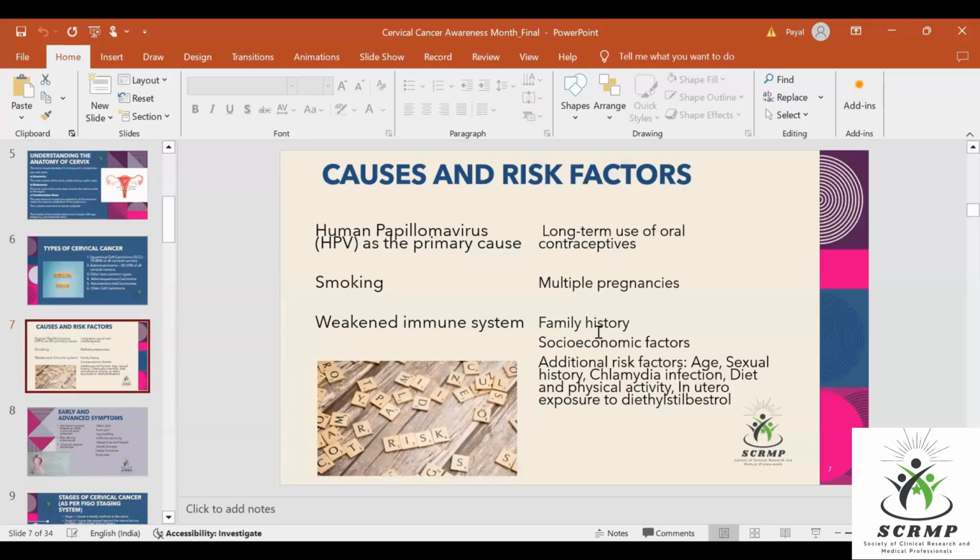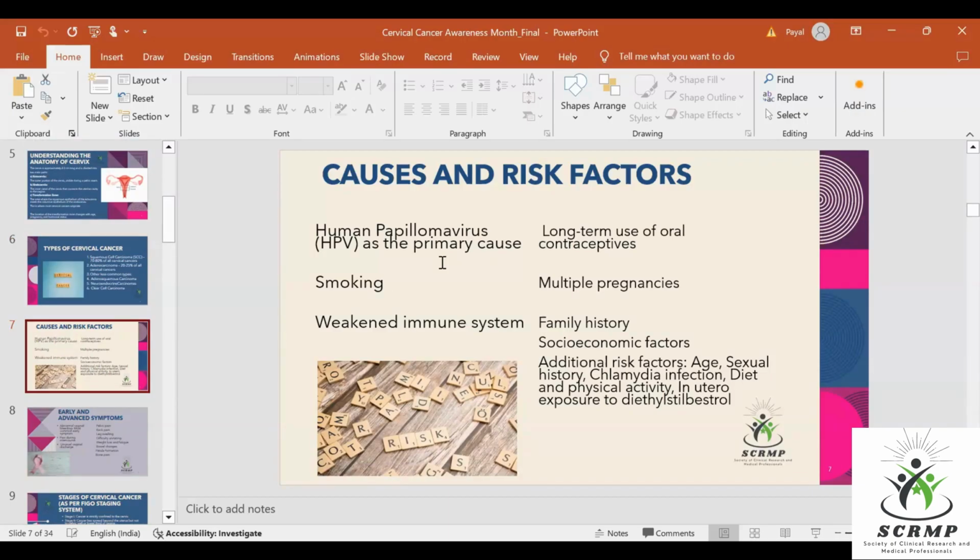Now, coming to the very important part here. What are the causes and the risk factors? We have all read so much about this on social media and on many portals, so we already know about HPV, which is nothing but human papillomavirus. This is the primary cause of cervical cancer across the world, the most common and the most preventable cause.